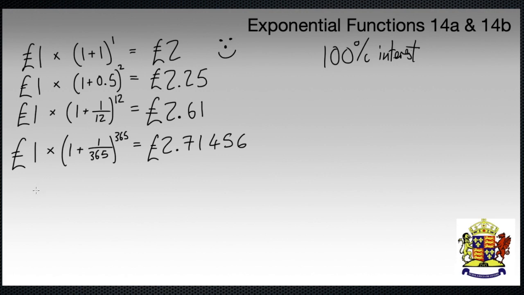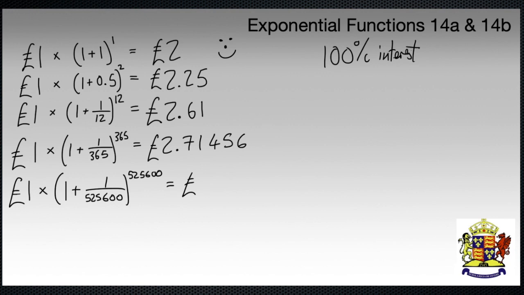Okay, here we go. How many seconds are there in a year? I'll tell you what, let's go for minutes. How many minutes are in a year? 365 times 24 times by 60. So there are 525,600 minutes in a year. So I'm going to give you that fraction of the 100% interest. I'm going to give that to you every single minute. Let's see what happens.